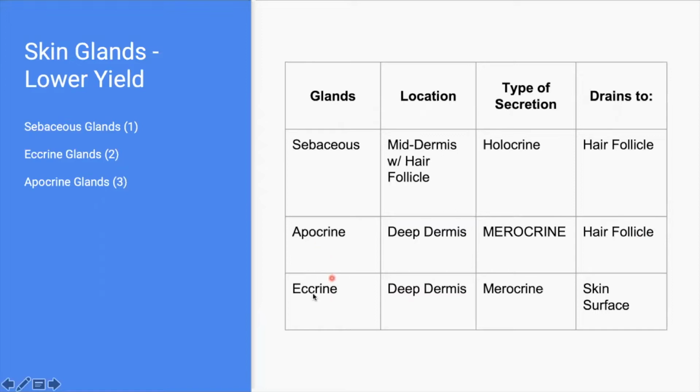Transitioning to the apocrine and eccrine glands, these are going to be located in the deep dermis, right at that dermal hypodermal junction. They follow a merocrine type secretion system, but they have different draining points. So apocrine glands are going to be draining onto the hair follicle, similarly to our sebaceous glands, whereas eccrine glands are going to drain directly to the skin surface. All right. So eccrine glands drain to the surface, apocrine glands to the hair follicle.